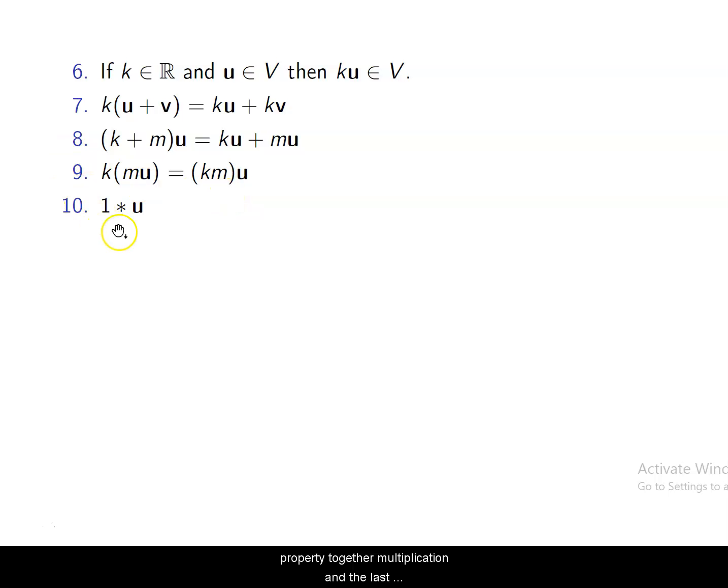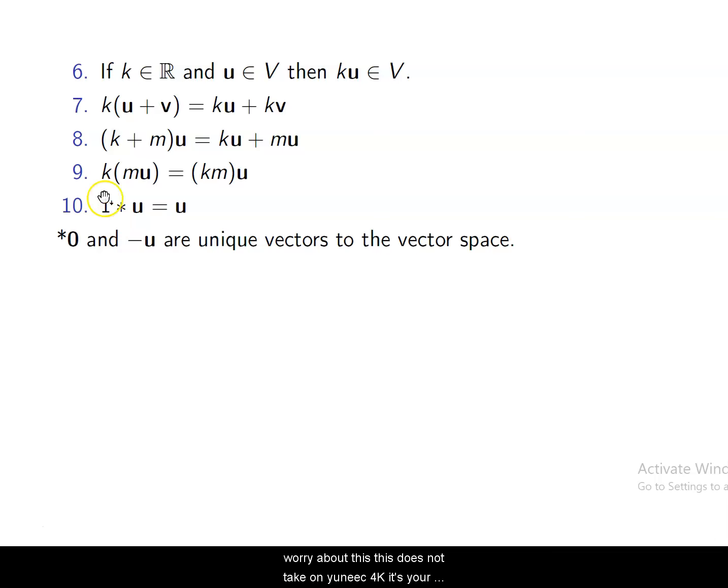And the last one is the multiplicative identity, which is this 1 here. It is not some weird object, it's a regular 1. Okay, 1 times my object is going to be the same thing as just the object. It's the multiplicative identity. It does not change. It will not take on some weird values. You don't have to worry about this. This does not take on unique forms. Okay, it's your standard 1 here.